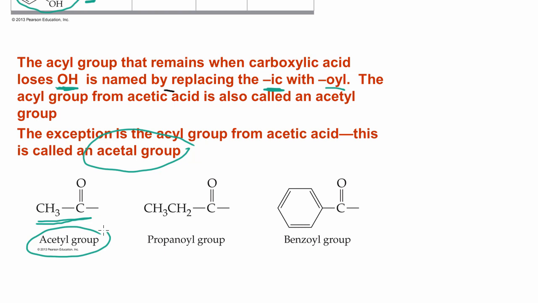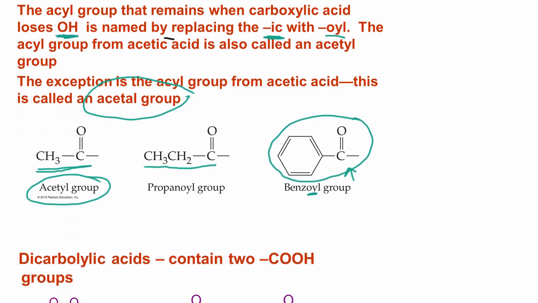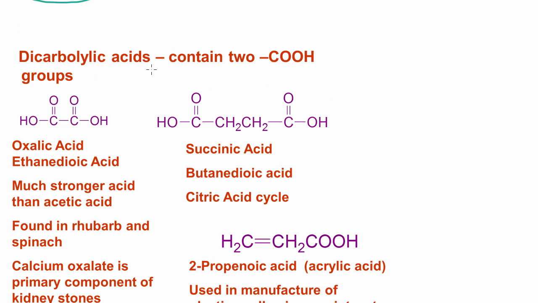We refer to this as an acetyl group. And then this would be from propanoic acid. This is a propanoyl group, so replace the IC with the OYL. And then this would be from benzoic acid, and we replace the IC with the OYL, so this is the benzoyl group. Next, we have dicarboxylic acids that contain 2 carboxyl groups.